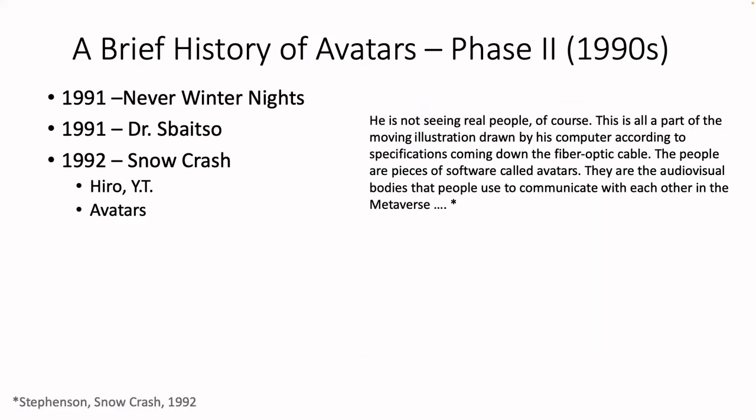So Stevenson says that Hiro, in this case, is not seeing real people. It's all part of a moving illustration drawn by his computer, according to specifications coming down the fiber optic cable. The people are pieces of software called avatars. They are the audiovisual bodies that people use to communicate with each other in the metaverse. Now, it's important that he describes avatars as pieces of software, which they are, but also as code, because you can have avatars which are not controlled by humans in Snow Crash as well.